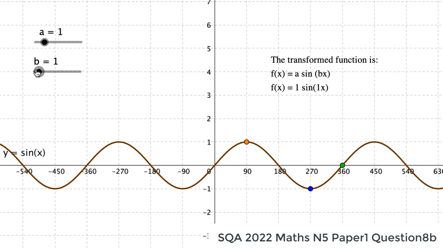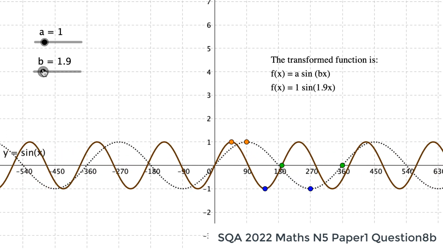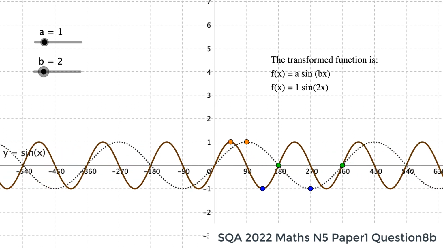So let's increase the value of B from 1 to 2. How's that affected the period? Well, we've now got 2 complete cycles when we go from 0 to 360 degrees. The period's been halved. The period's now 180. But there's now 2 cycles where we used to have 1. And the number B is 2.